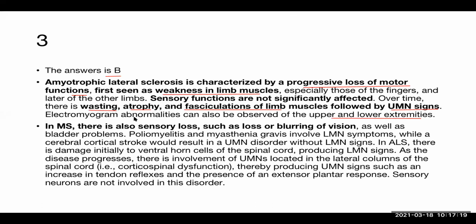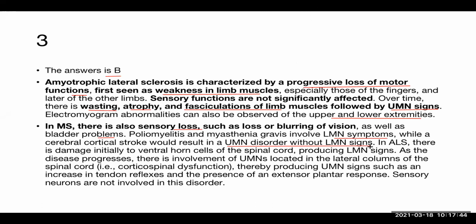In multiple sclerosis, there is also sensory loss, such as loss or blurring of the vision, as well as bladder problem. Poliomyelitis and myasthenia gravis involve lower motor neuron symptoms, while a cerebral cortical stroke would result in upper motor neuron disorder without lower motor neuron sign. Okay, so these are quite an important point.